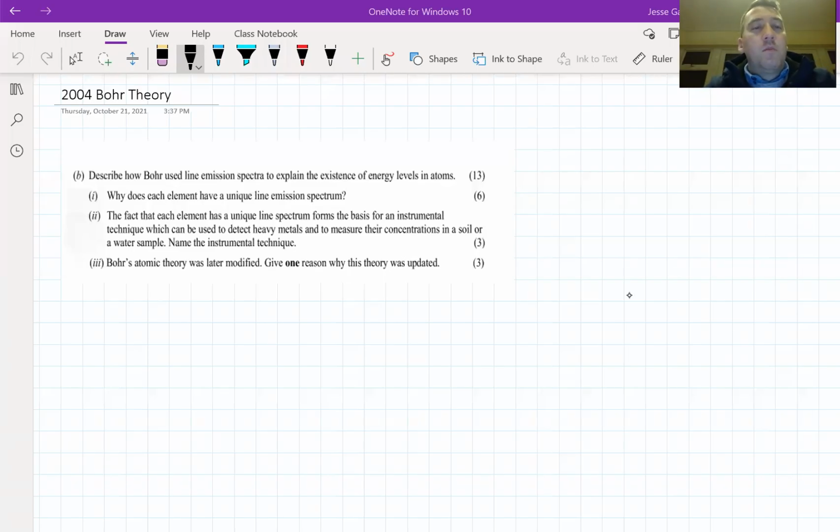Today we're going to do some guided practice on an exam question. This is the 2004 atomic structure question, and what came up on this was Bohr's theory. This was a half question. In total, there are 25 marks for this question, and 25 marks means we have about 10 minutes to complete. So again, start your timer and try to keep it under 10 minutes.